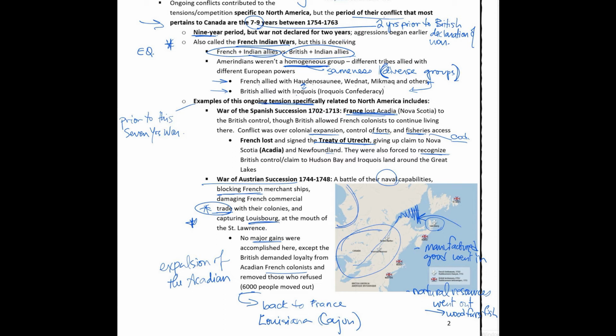Another part of the ongoing tension between these two countries was the War of Austrian Succession. And in particular, it was about their naval capabilities. So a battle in the oceans between the two continents. What the British ended up doing is their goal was to block the French ships from delivering those consumer goods or the raw resources back to France so that they could damage their trade, because trade was a big part of all the work that was happening in New France.